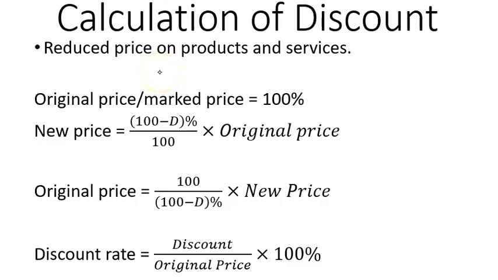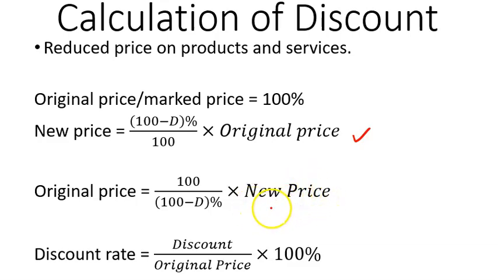So first of all, what is discount? It is the reduced price on a product or service. In all these calculations, we are going to represent the original price or marked price as 100%. So in case you want to find the new price, if you have a discount, that means (100 minus the discount percentage) over 100 times the original price. And this is a formula. So you can make the original price the subject. The original price is 100 over (100 minus discount percent) times the new price. You know the new price and you want to find the original price.